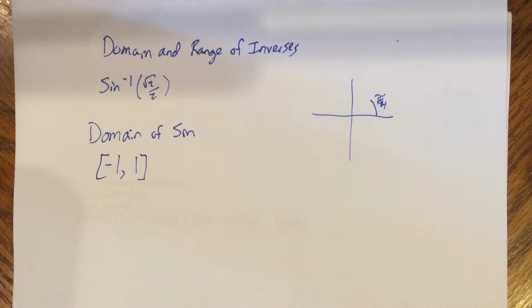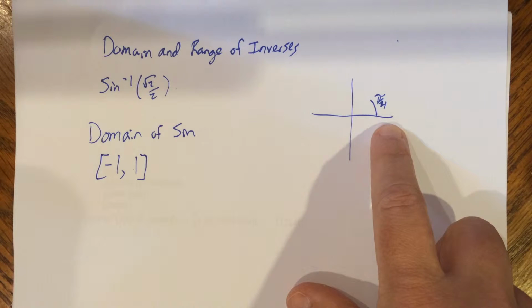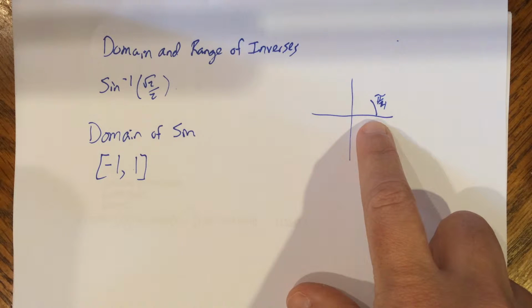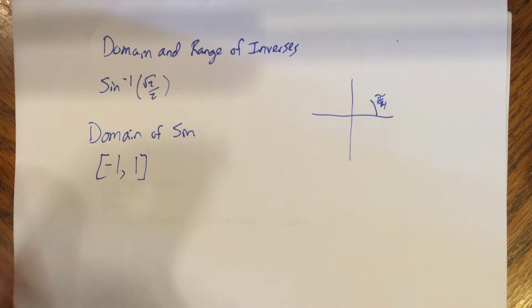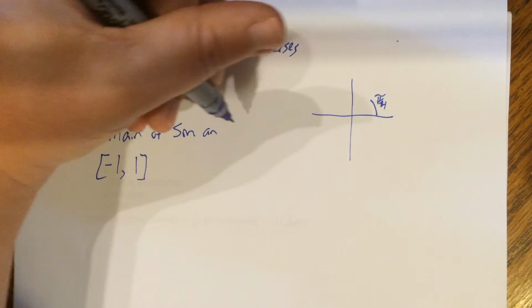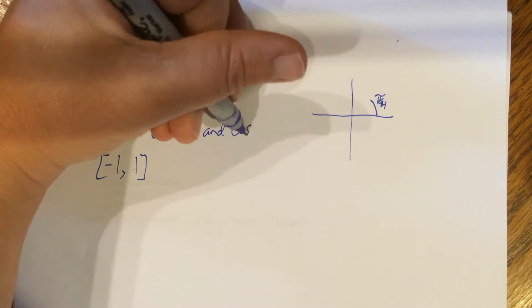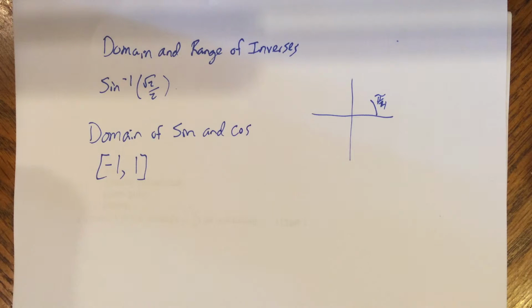It's also going to be true of cosine, because cosine is just your x. So here the highest my x ever gets to is 1. Here the lowest my x ever gets to is negative 1. It never gets higher or lower. So my domain of sine and cosine is going to be that. I can only have negative 1 to 1.